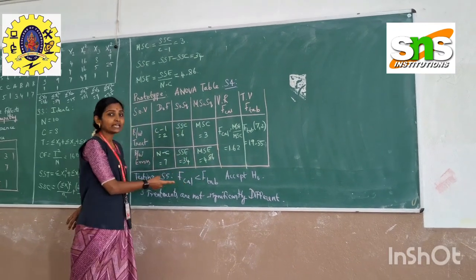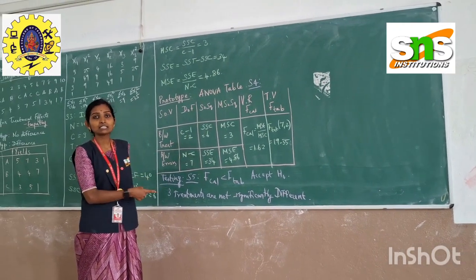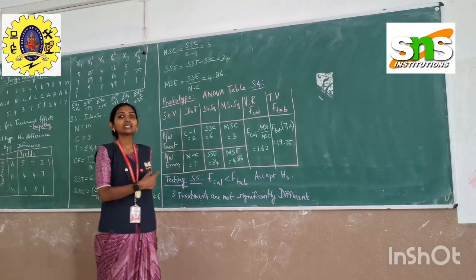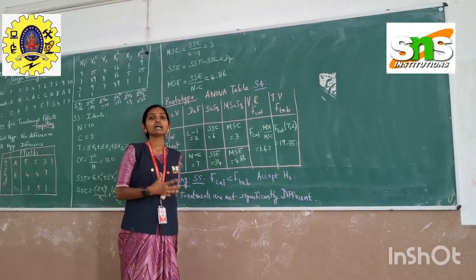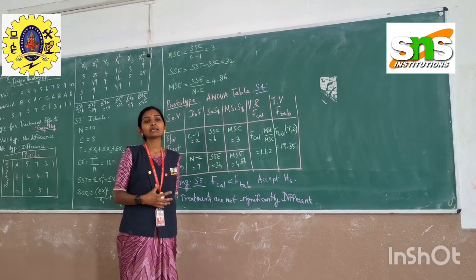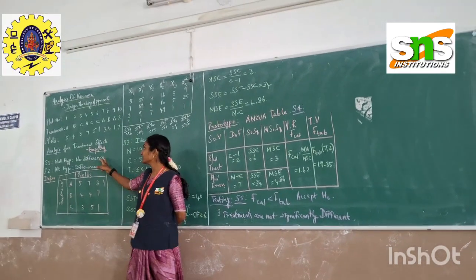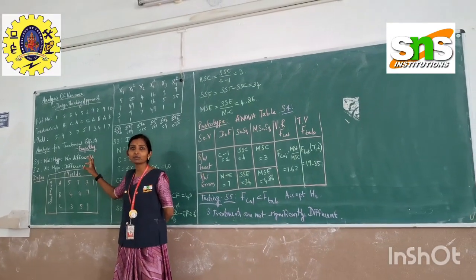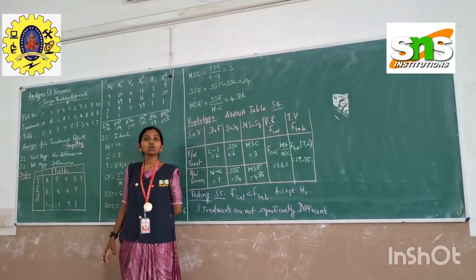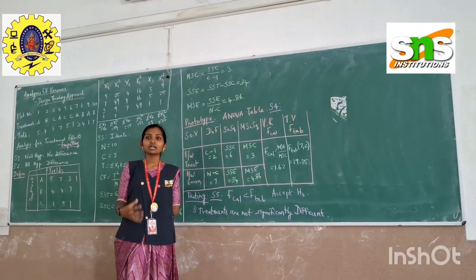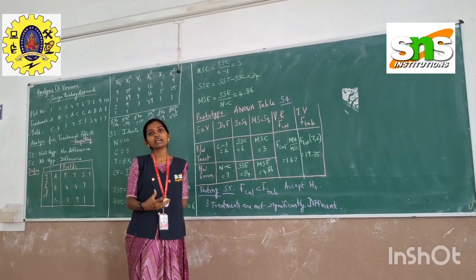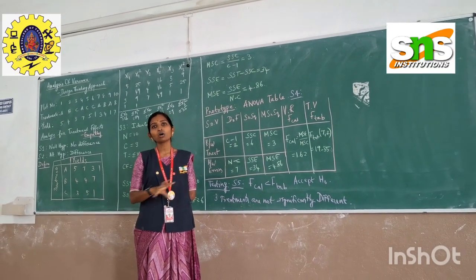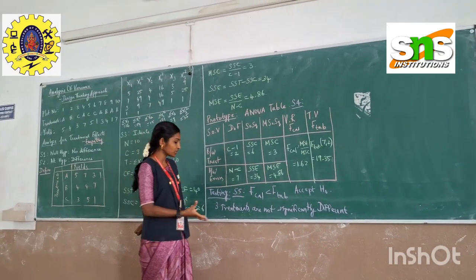On comparing, we find that F calculated is lesser than the tabulated value. Therefore, we accept H0 as per the completely randomized design procedure. What is our H0? H0 is the null hypothesis. Null hypothesis means no difference. No difference means that even if we apply these particular treatments, the effect remains the same for all the plots. That will be our conclusion.